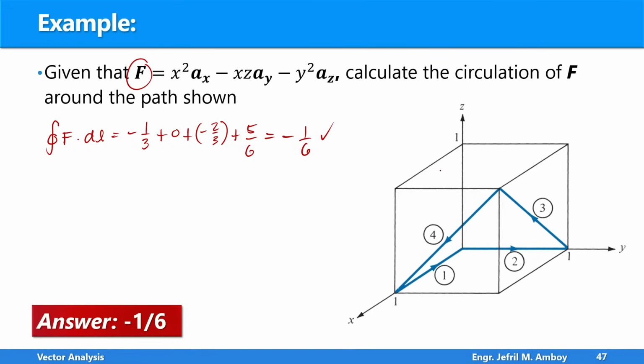Let's test it. For example, this is the path. What is dl on this path? So if you examine this path, it has a component along x and a component along y. So in that case, our dl is dx ax plus dy ay. See, it's that easy. Yes.